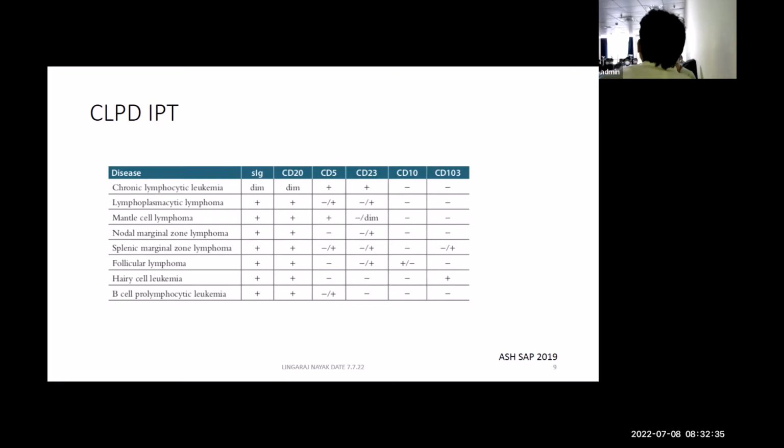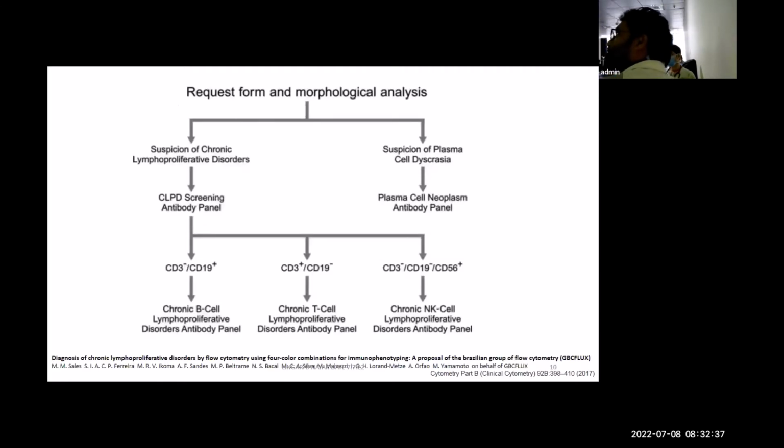So how do you interpret? I will try to simplify it further for you. So you get a sample. First, you do CD19 and CD3. If CD19 is positive and CD3 is positive, it is mostly going towards NK cell lineage. If CD3 is negative and CD19 is positive, 19 is a marker of B cell. So that's why you then start processing for the B cell panel. Okay.